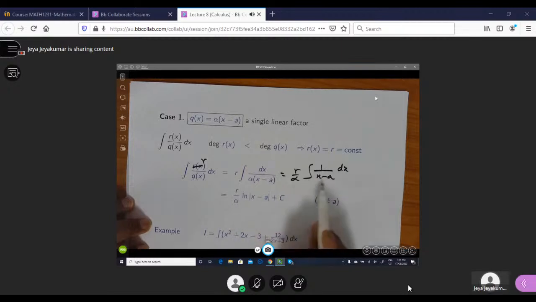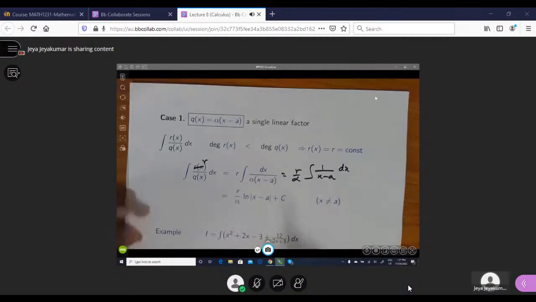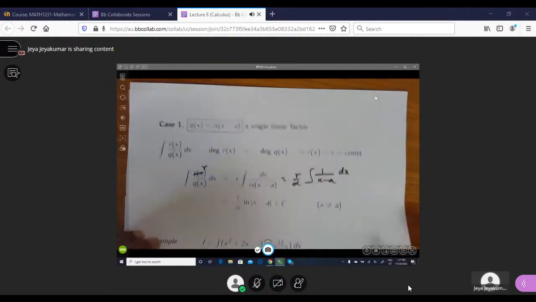R over alpha log of the absolute value of x minus a. We assume x is not equal to a. We have done an example run. So that's a very simple case. Let's look at the interesting case.